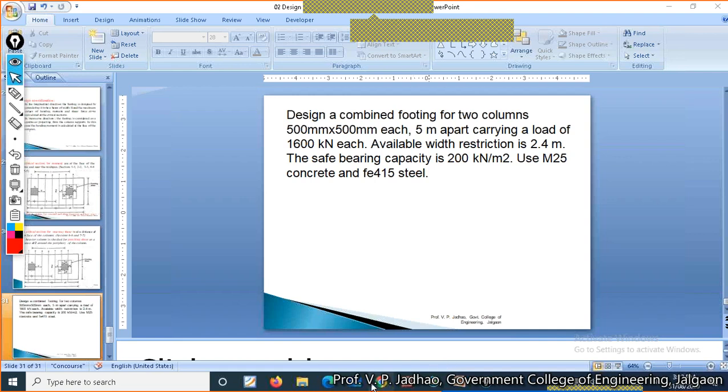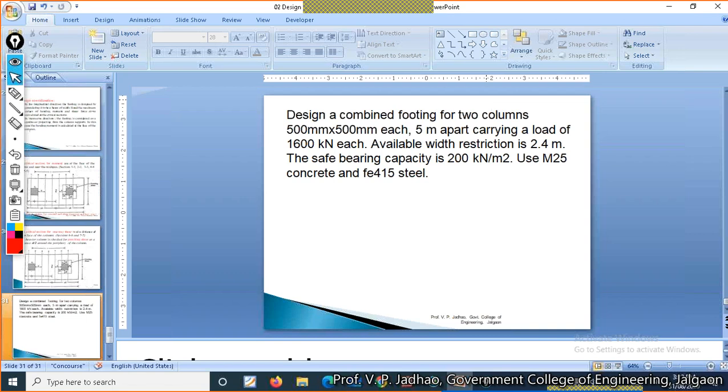Okay, so we'll start the design now. Combined footing for two columns 500 mm by 500 mm each, 5 meter apart, carrying a load of 1600 kilonewton each. Available width restriction is 2.4 meter. The safe bearing capacity is 200 kilonewton per meter square. Use M25 concrete and Fe 415 steel. I think the safe bearing capacity concept is already covered in your RCC as well as geotechnical engineering. This grade of steel and concrete are also covered already.